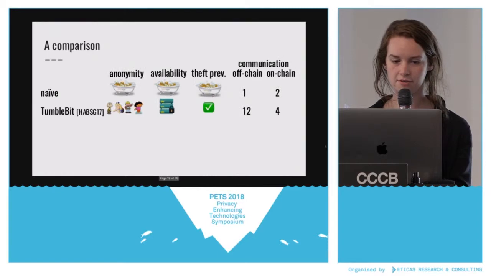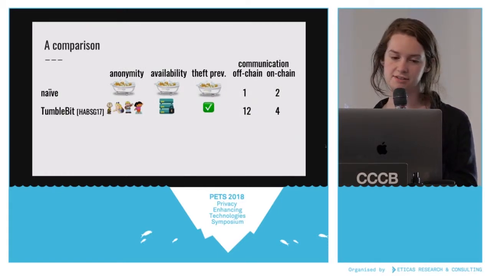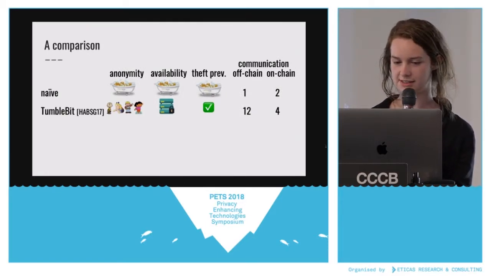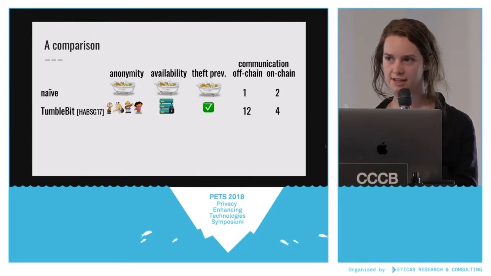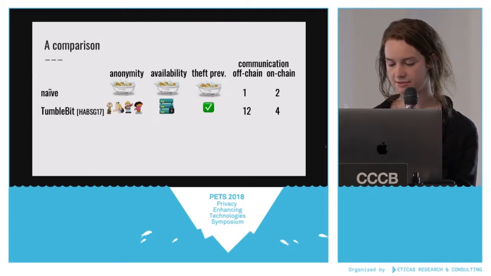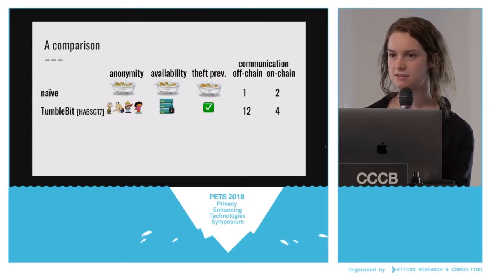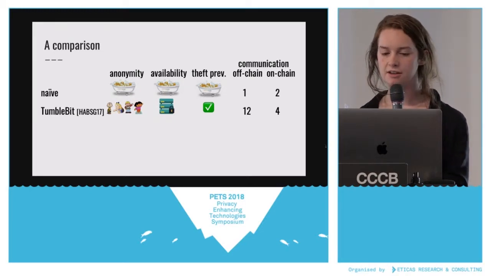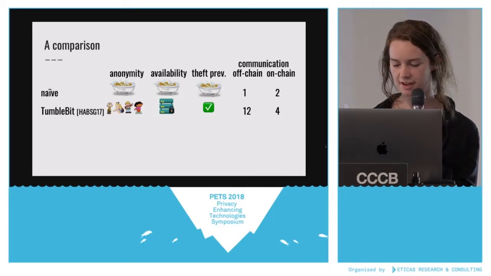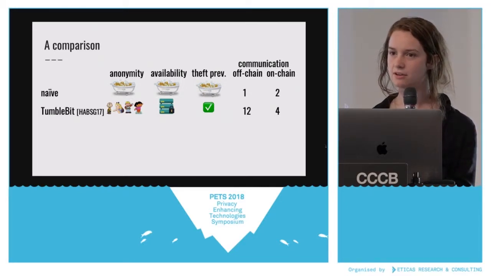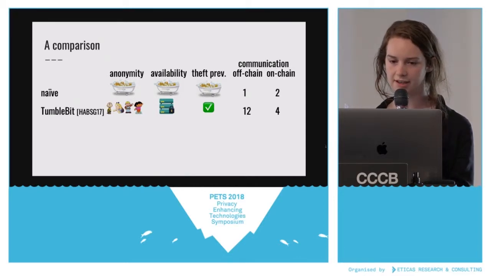The next solution is TumbleBit, which was introduced in 2017 and uses RSA puzzles to allow the sender and receiver to interact with a central server off-chain in a way that money can transfer from the sender to the receiver in a way that not even the off-chain tumbler learns the mapping.